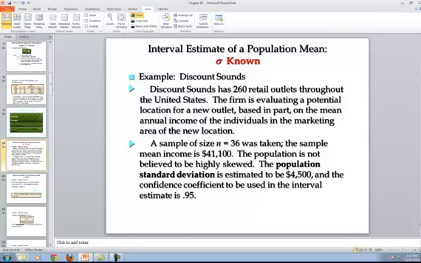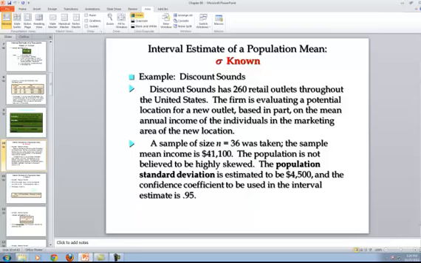Here is an example. Please take a while to read the description. The key here are 2 points. First, the population is not believed to be highly skewed. In that case, because the sample size is quite large, 36, we can use the normal distribution. Second, we are given the population standard deviation, which is 4,500. Now, the choice of confidence coefficient is our own, but in this case, let's use 0.95.